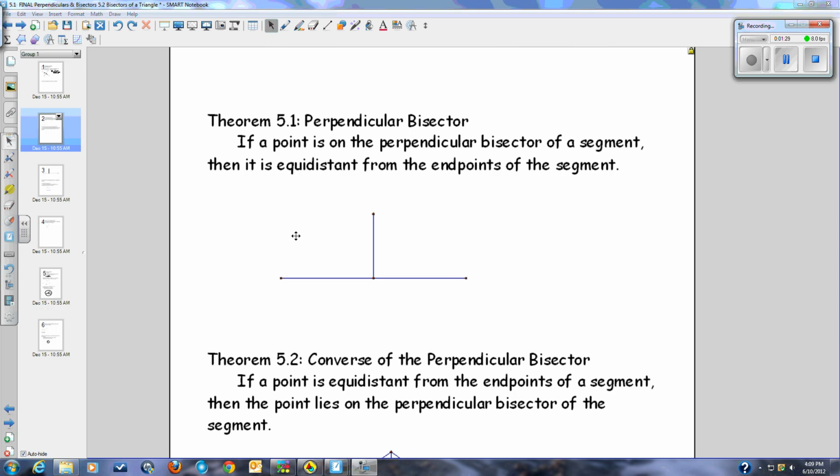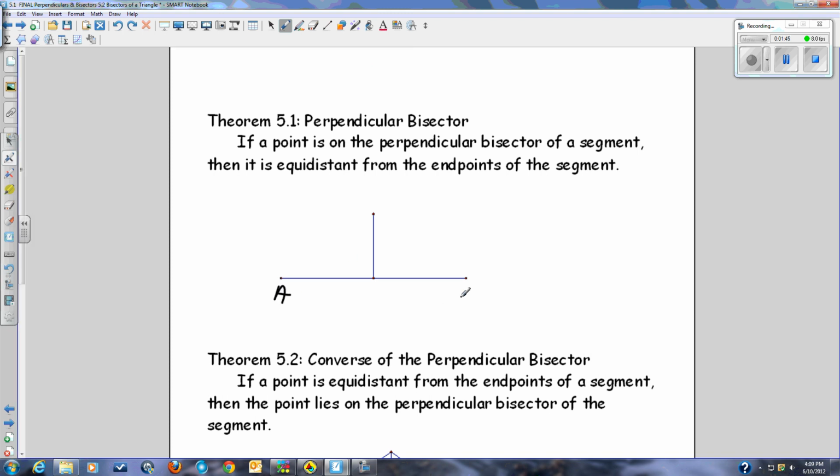Here we have theorem 5.1, which deals with perpendicular bisectors. If a point is on the perpendicular bisector of a segment, then it is equidistant from the endpoints of the segment. So, for instance, what I've drawn here is the segment, let's call it AX. Here is the midpoint of the segment, we'll call it T. And ZT is the perpendicular bisector of that. So AT is congruent to TX.